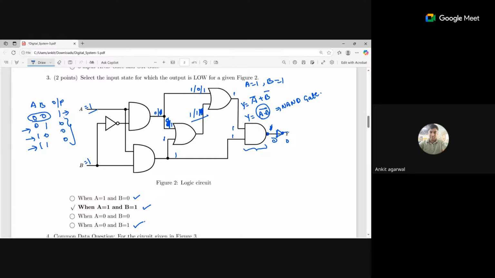So A is 0, B is 0, then we are getting 1, B is 1, then we are getting 0, or A is 0, or B is also 0. Yeah, so all three conditions are possible. A is 1, B is 0, A is 1, B is 1, and A is 0, B is 1. All three conditions are possible. Okay, sir.